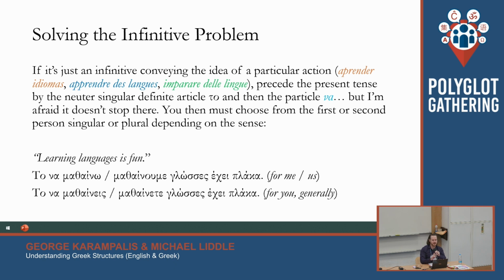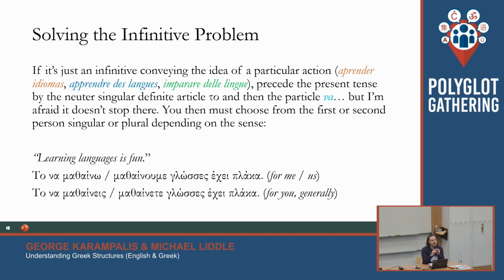So, how do we solve this? If you have a phrase in a Romance language which is just the infinitive, just the idea of the action, like apprendere idiomas, apprendre des langues, imparare delle lingue, what you need to do in Greek to achieve the same effect is take the present tense and begin with a να, and then the verb in the present tense. So you don't have to know any subjunctive or anything. The second form, like πίνω, πιω, you can get away with just knowing πίνω.